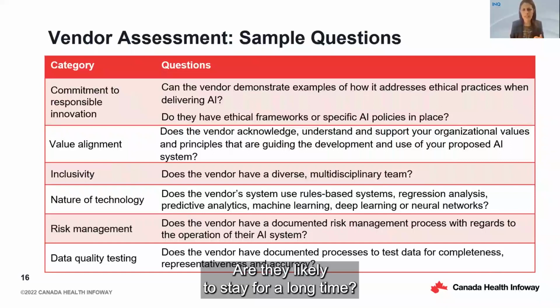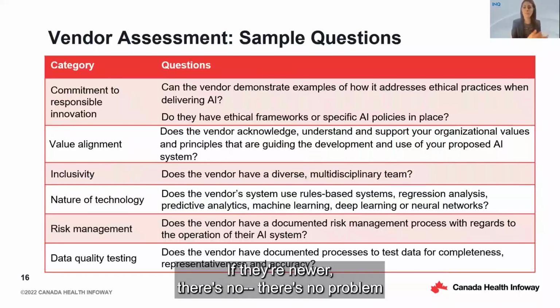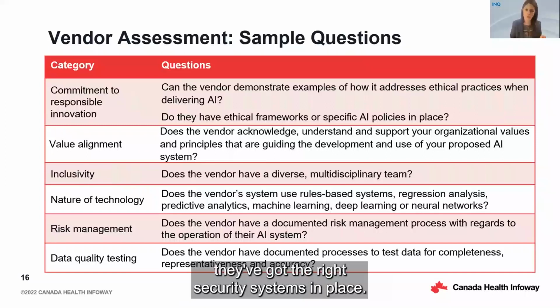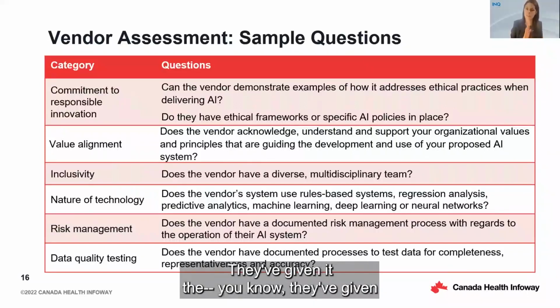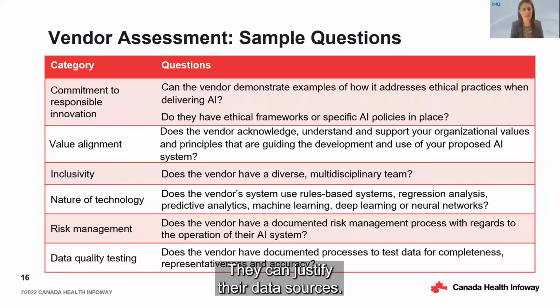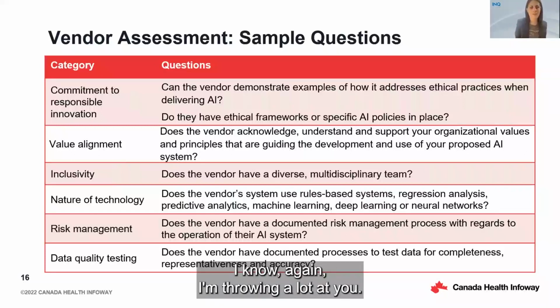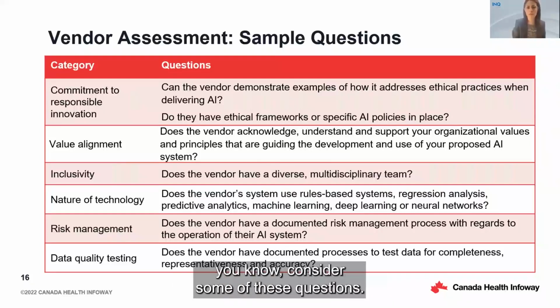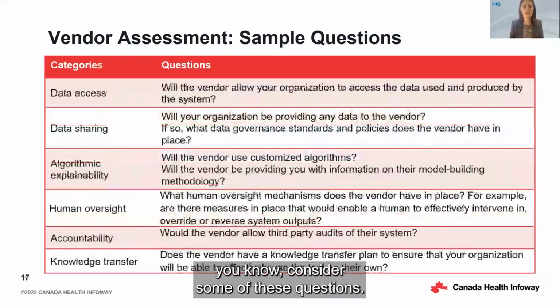Are they likely to stay for a long time? Are they a well-established, well-reputed vendor? If they're newer, there's no problem with a newer vendor. You just want to, again, do that diligence and make sure they've got the right security systems in place. They've given their system an appropriate assessment. They've been diligent in the way they've built their systems. They can justify their data sources. I know, again, I'm throwing a lot at you. But again, look at the module and please consider some of these questions.